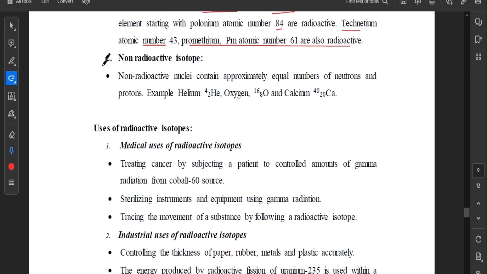Non-radioactive isotopes, or non-radioactive nuclei, contain approximately equal numbers of neutrons and protons. Examples: helium 4/2 He, oxygen 16/8 O, calcium 40/20 Ca.